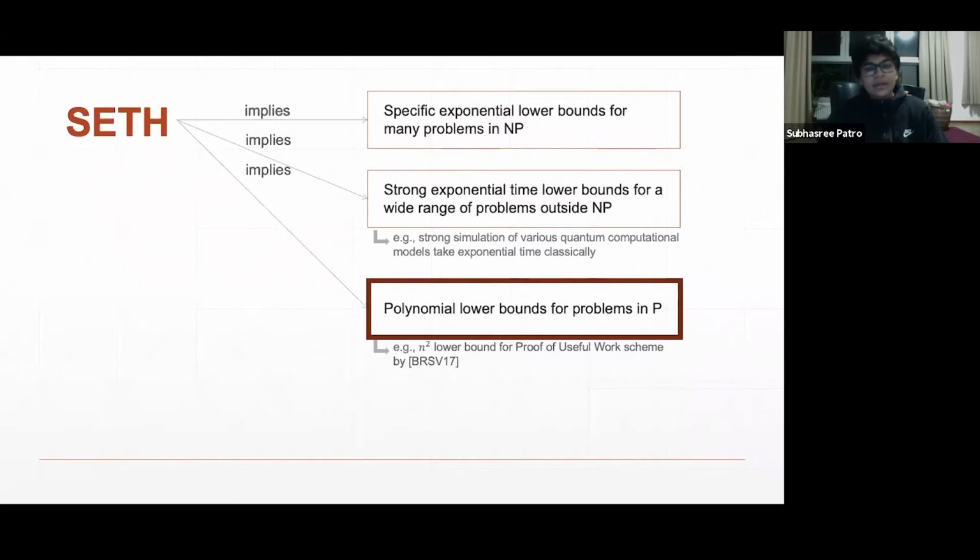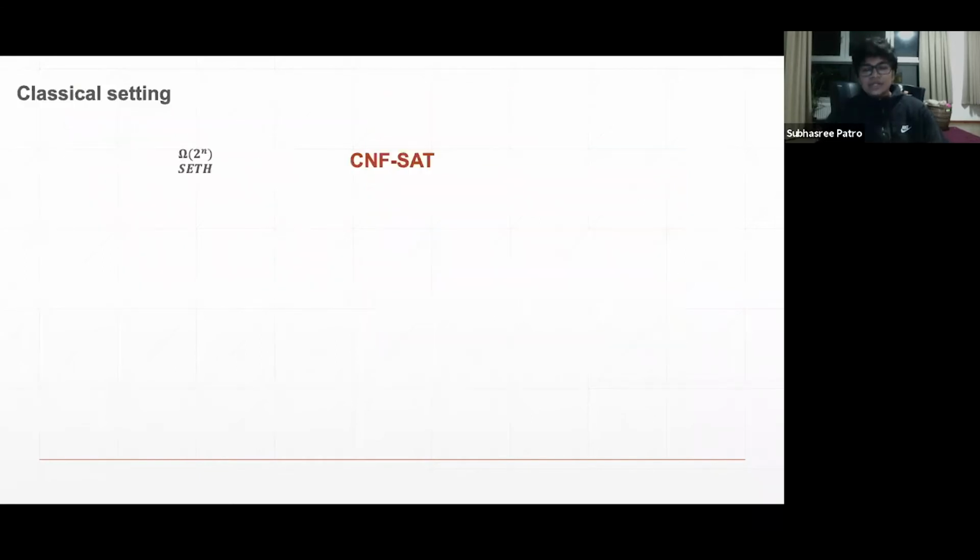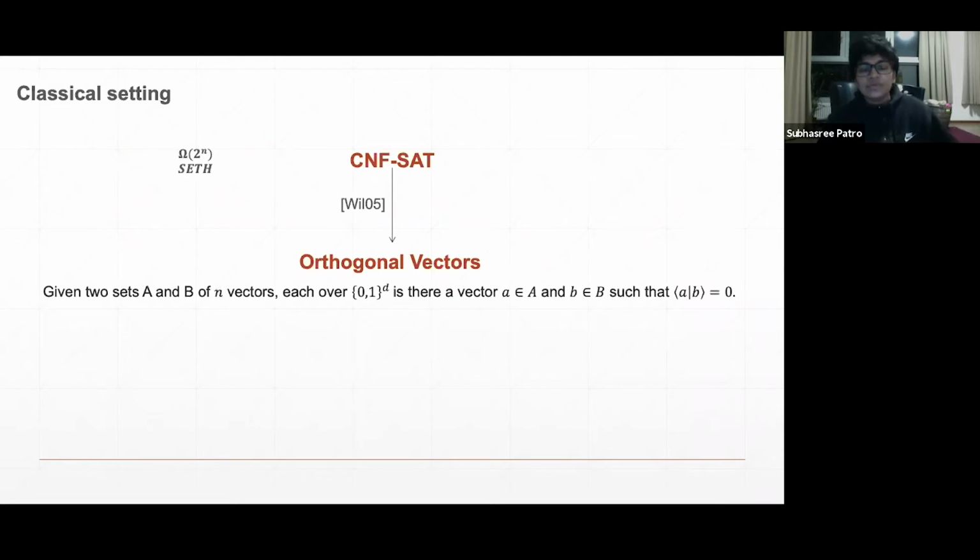Okay. Now, the first lower bound of that kind was given by Ryan Williams in 2005. So what he did is he reduced the CNF SAT problem to another problem called the orthogonal vectors problem. Now let me just quickly define what an orthogonal vectors problem is. It is really easy to understand.